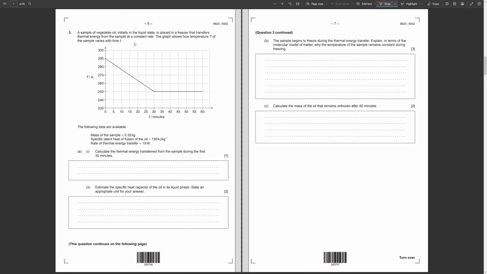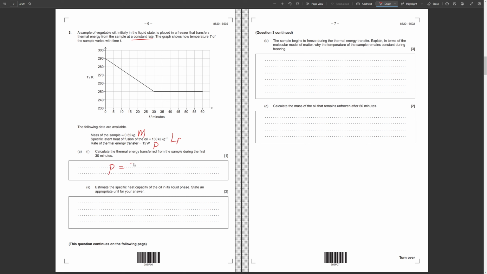Question 3, thermophysics. We have a vegetable oil starting from its liquid phase and being put inside a freezer. So its temperature is reducing from time to time, and the thermal energy transfer is going at a constant rate. The mass of the sample is 0.32 kg. The specific latent heat of fusion is L subscript F. Lastly, the rate of thermal energy transfer is the power here, A1. We're going to calculate the energy transfer within the first 30 minutes only.